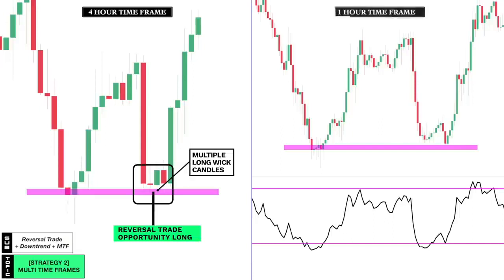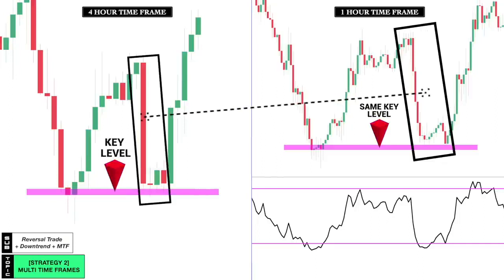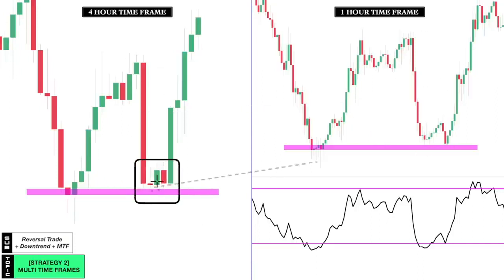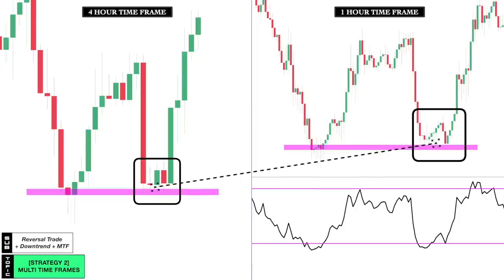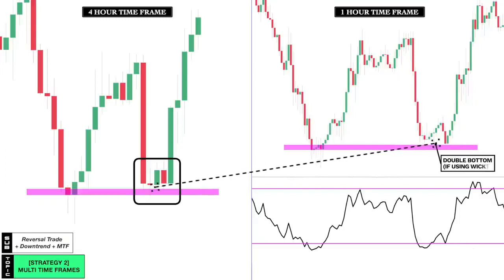Then on the right is the 1-hour time frame that was used for an entry point. Same key level, same pullback. This area here is this same area here. Now, if you use candle closes for your analysis, this is a lower low, whereas the RSI makes a higher low, which formed a divergence and is an early signal of a possible trend change from a downtrend to an uptrend. This can also be viewed as a double bottom, which is a reversal pattern.